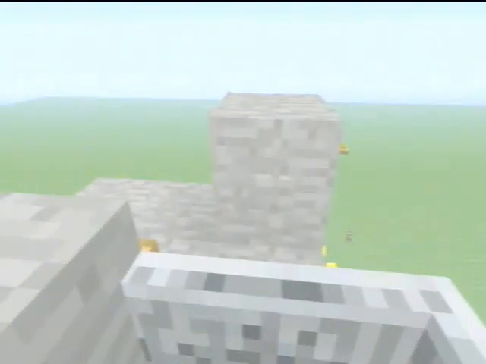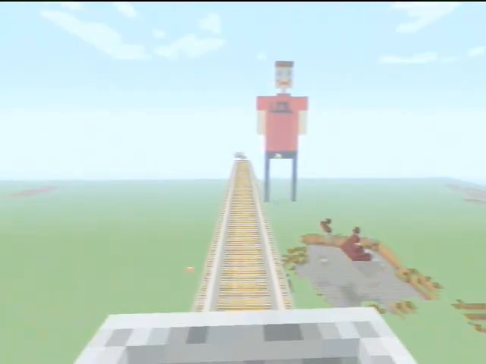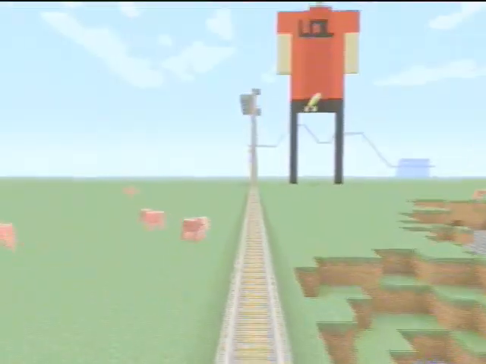Alright, so after that minor fluke, we'll try again. So, Braden, when you throw items on the track, it'll stop the minecart. Alright, so we'll try this again. Go kind of slow at first, and then you just... Woo!